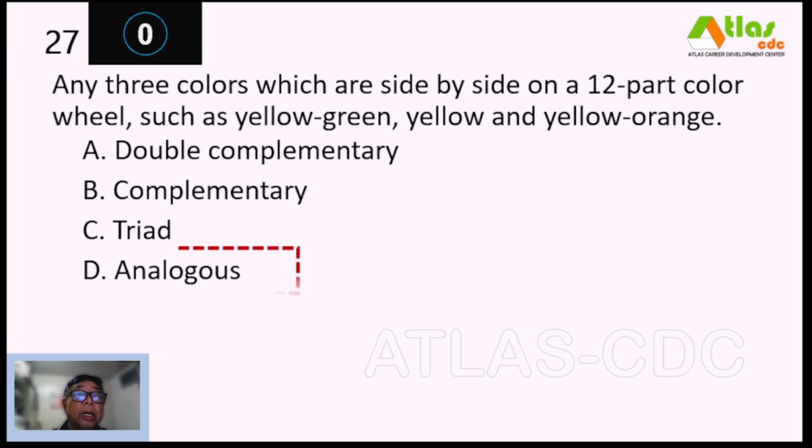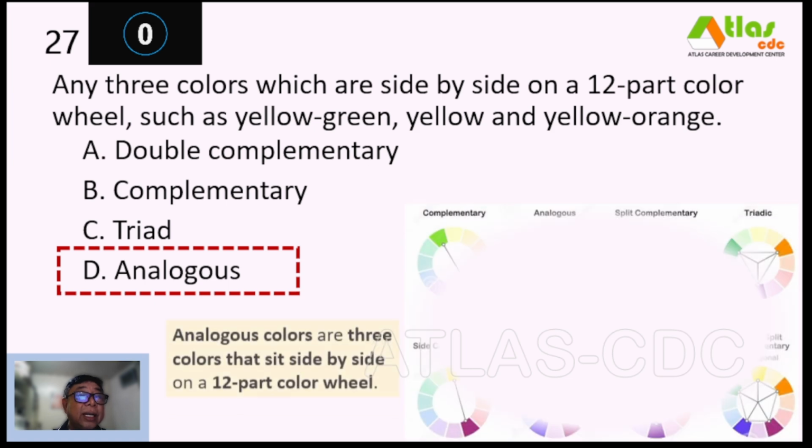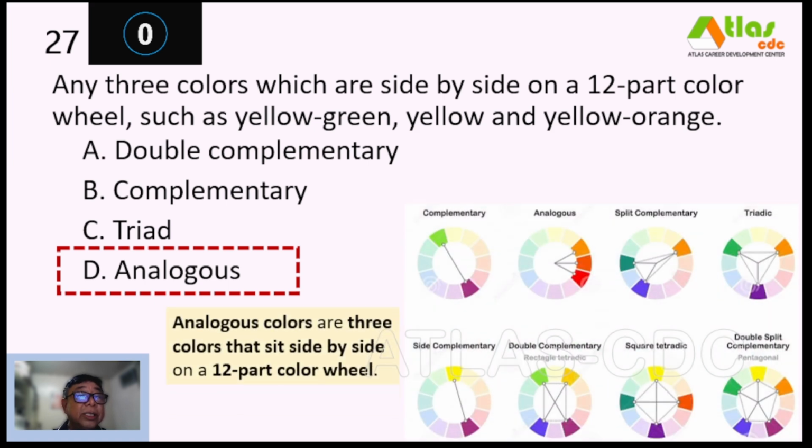And our correct answer is letter D, analogous. So analogous colors are three colors that sit side by side on a 12-part color wheel. So ito yung analogous, tabi-tabi, no?